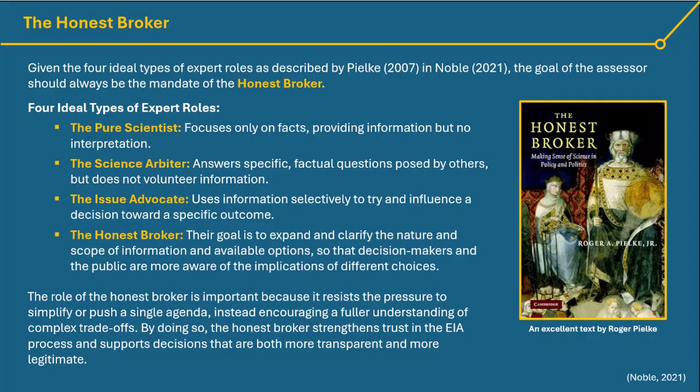So Noble mentions, first of all, the pure scientist, right? This is a person who's all about the facts. They gather data, they run models, they publish results, and that's basically where it stops for them. They don't interpret the results in terms of policy or social impact. They stay in the lab, metaphorically speaking, and this role is important for rigor and objectivity, but it can also fall short in applied settings like EIA, where stakeholders need more than just raw data, right?